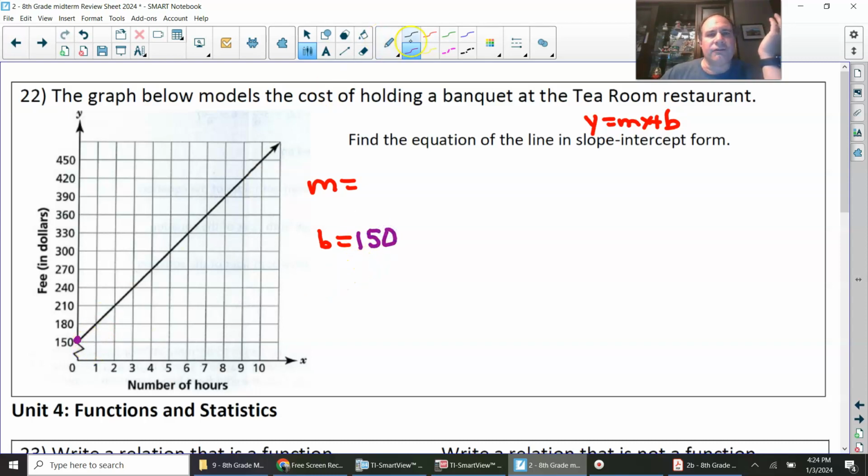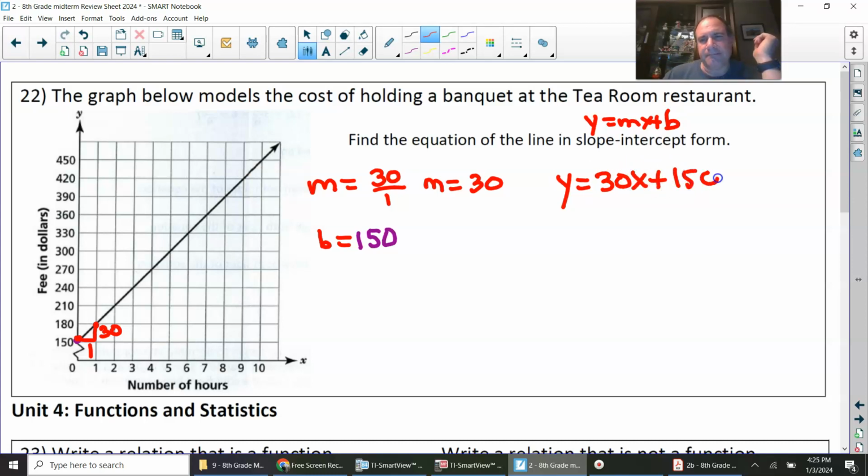The slope is a rise over run. So I'm just going to use this point and this point that I made right here. I'm going to go to the right and up. So right and up, just make sure this is 1. And then this is not 1 here. This is 50, 60, 70, 80. This is 30. So this is 30 over 1. And m is 30. So find the equation of the line. It is y equals 30x plus 150. And that's it.